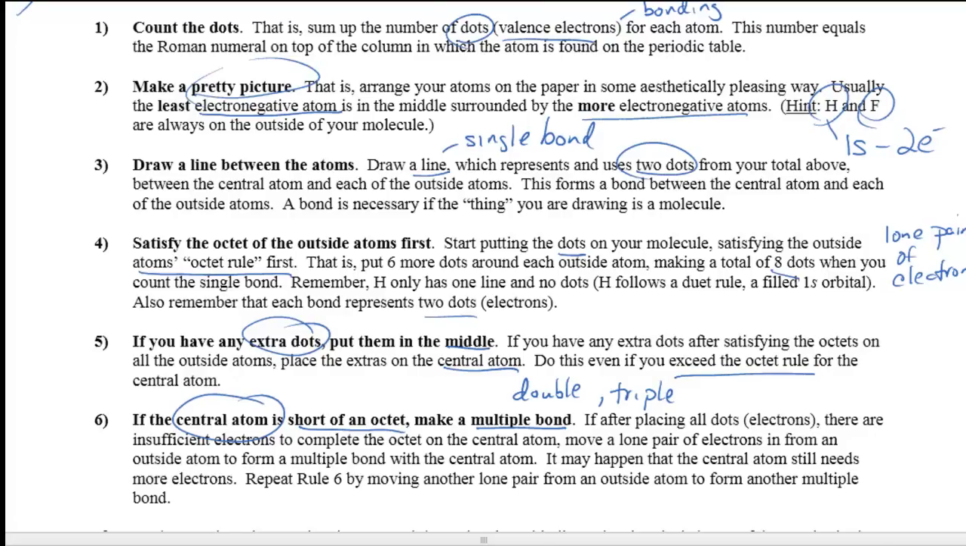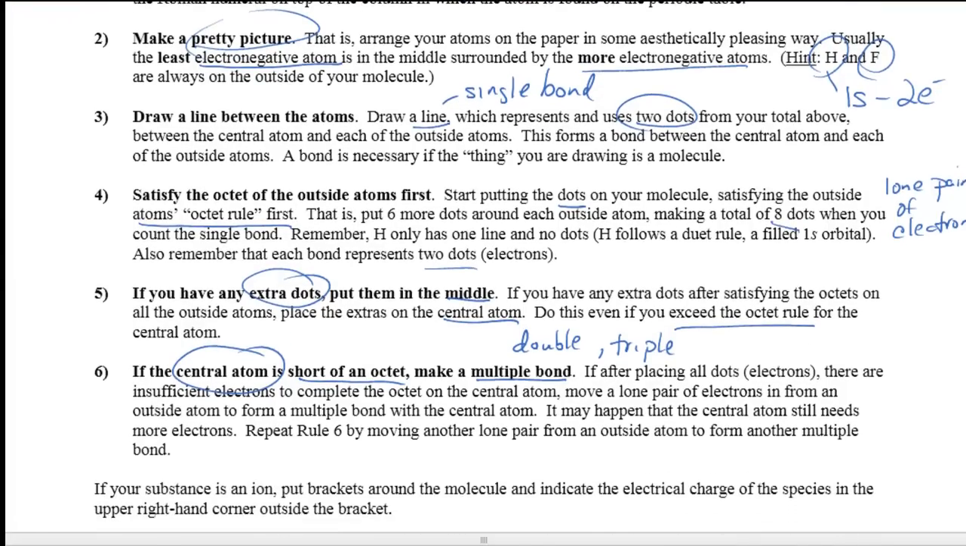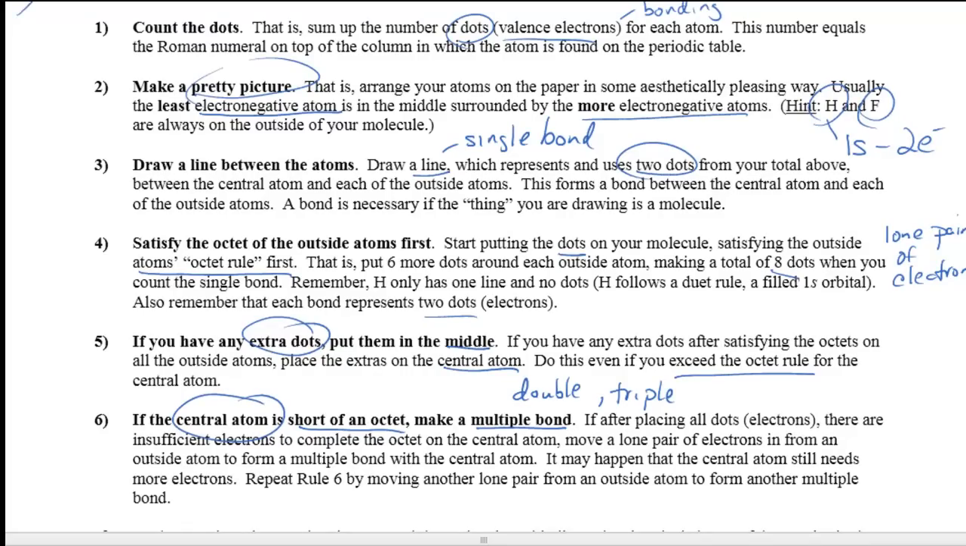All right, and so those are the rules. Okay? So keep those in mind as we're drawing the structures, and I will refer back to these as we go on. Okay?